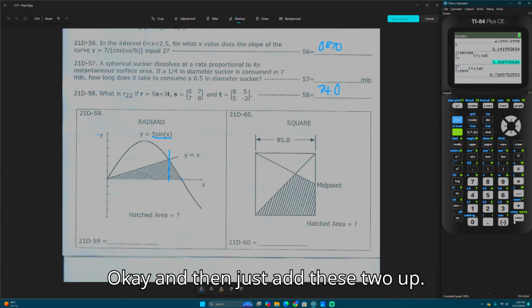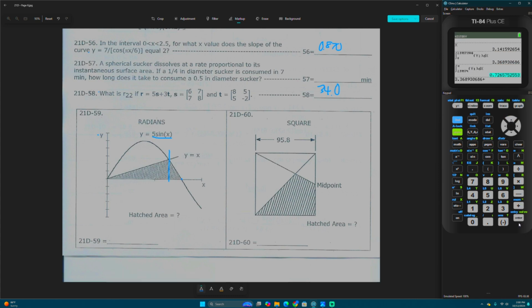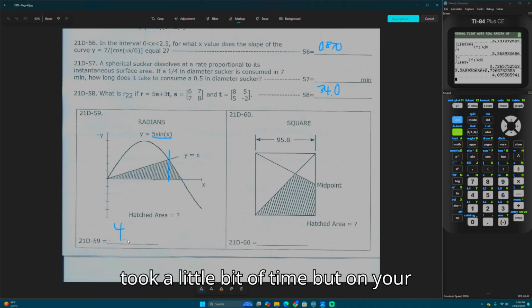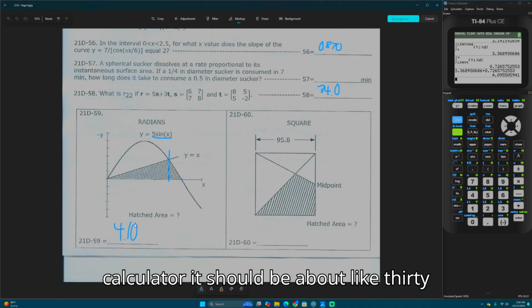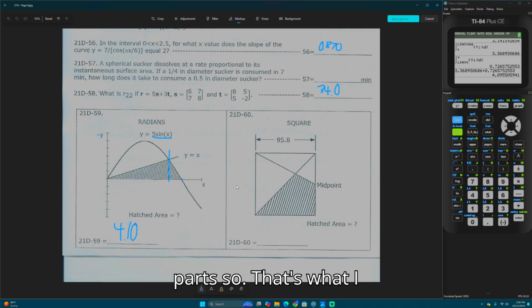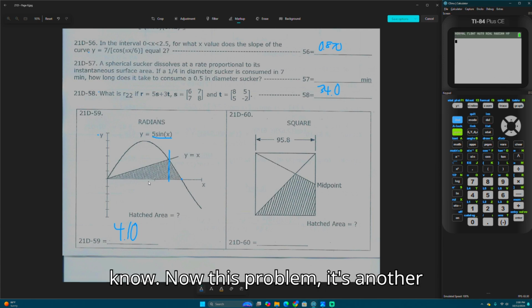Okay, and then just add these two up, and you get your answer to be 4.1. See, it took a little bit of time, but on your calculator, it should be about like 30, 40 seconds, I would say. It's only two parts, so that's what I recommend. It's an easy problem, you know.